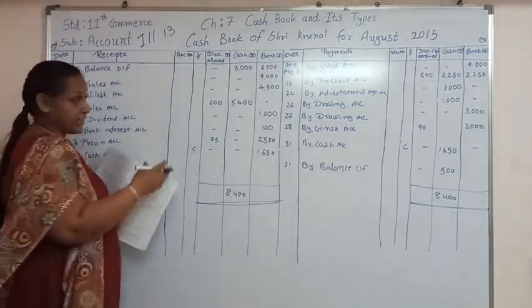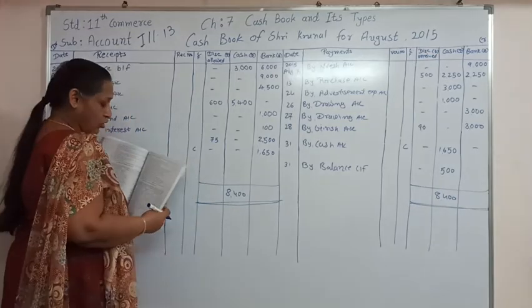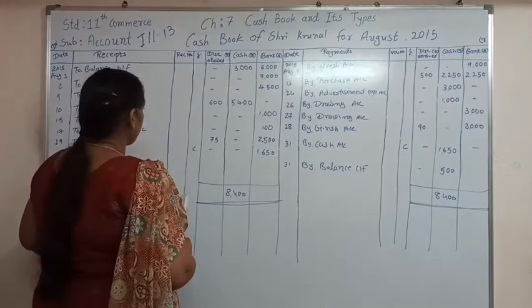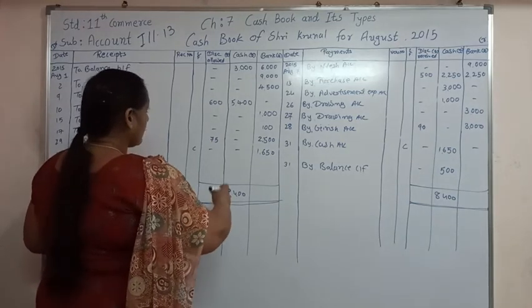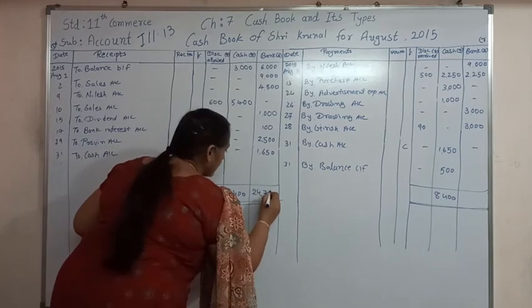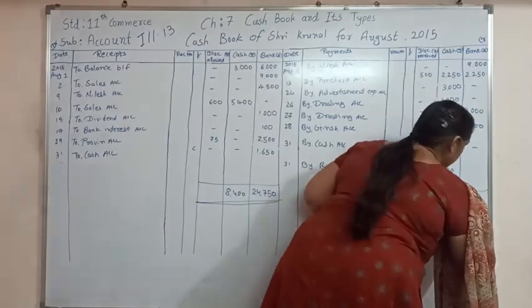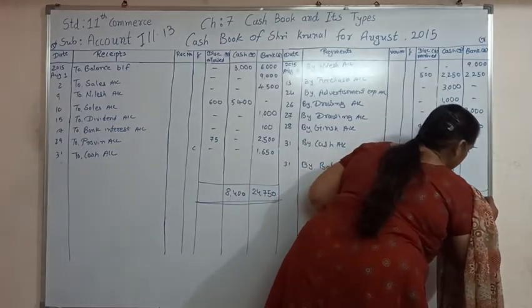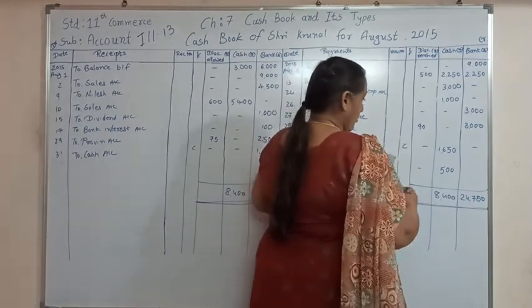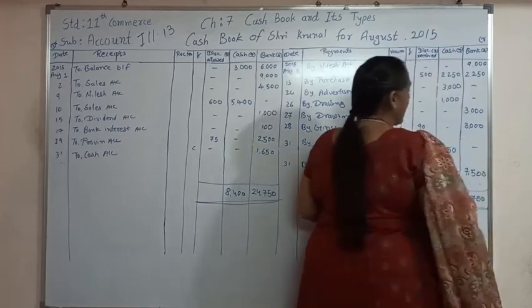Now we have to find the balance of the bank account. So we have to see which side's total is more. Here definitely we can see that the total of the debit side is more. So let's find the total of this. It will be 24,750. This balance we are going to take to the credit side, 24,750. From this, if we deduct all the amounts, we are going to have a balance of 7,500. So this is our bank balance.